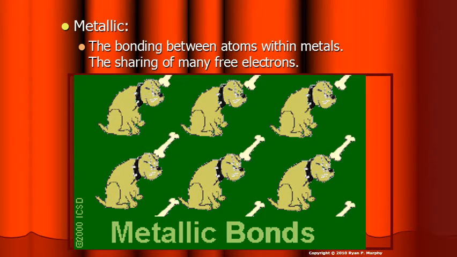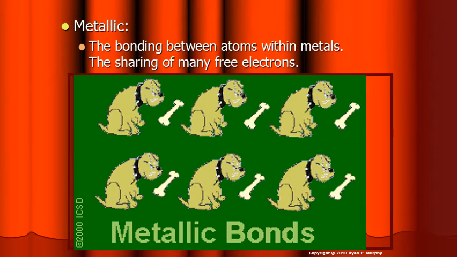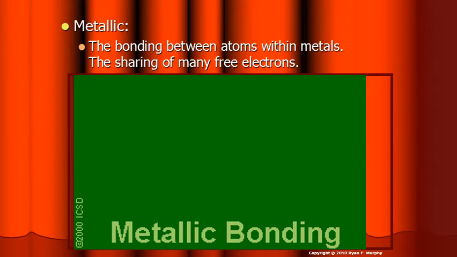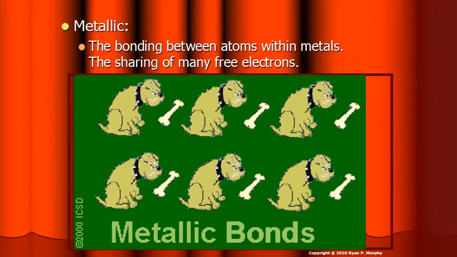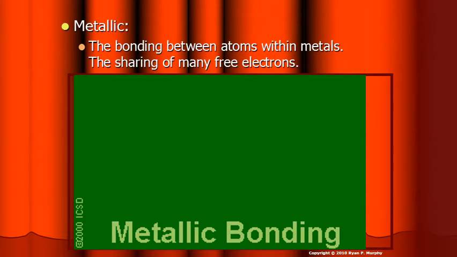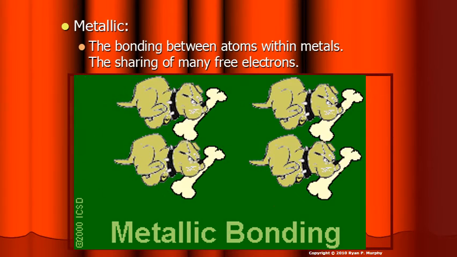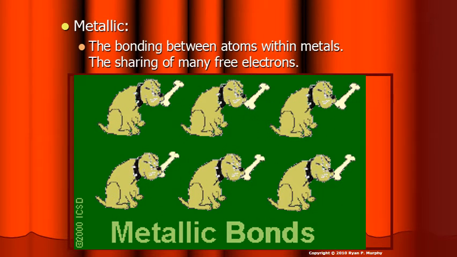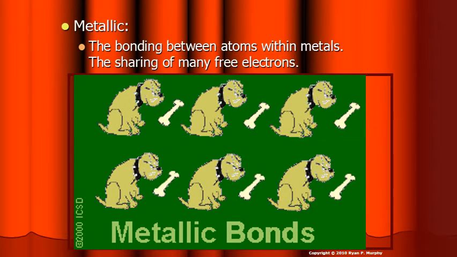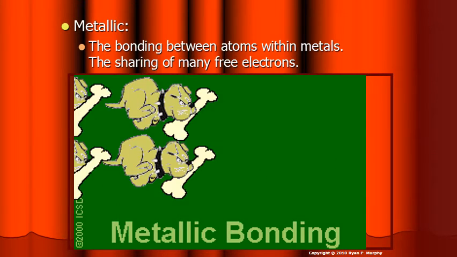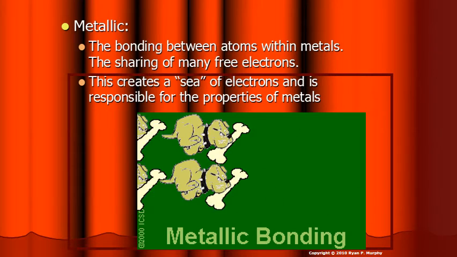Okay, last but not least, we have metallic bonds. What type of elements do you think are involved in this? If you said metals, you're right. The bonding between atoms within metals is the sharing of many free electrons. Now, we have talked quite a bit about this idea that electrons are really responsible for the properties that we see in elements.